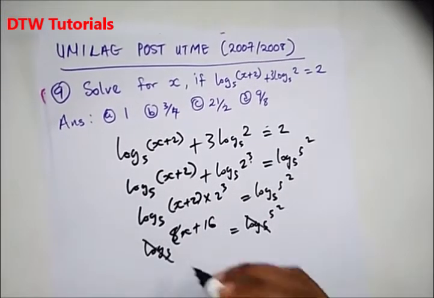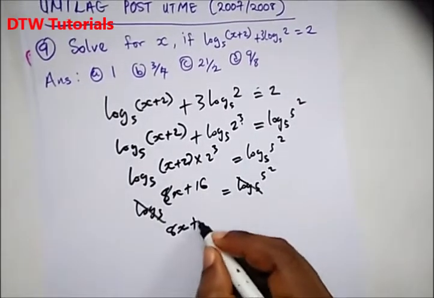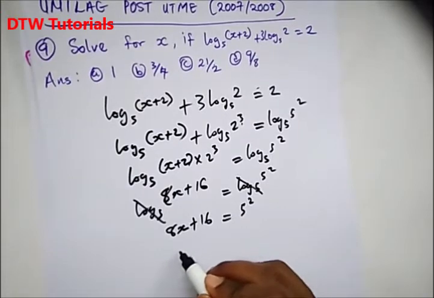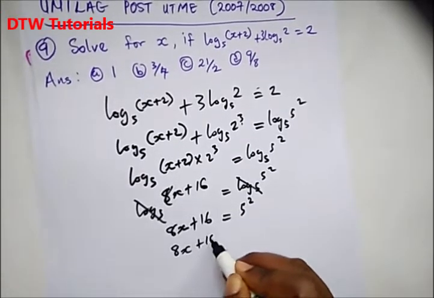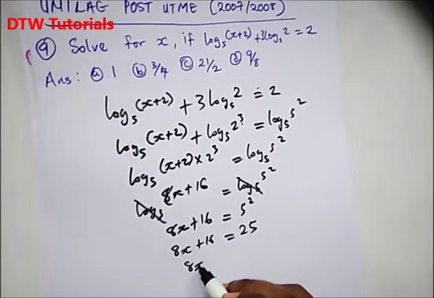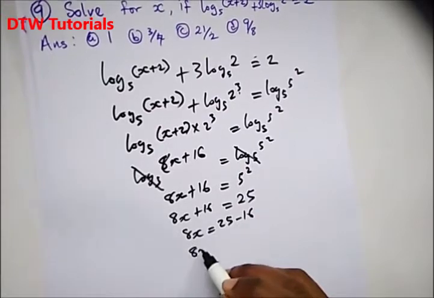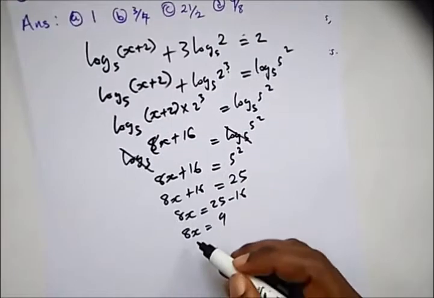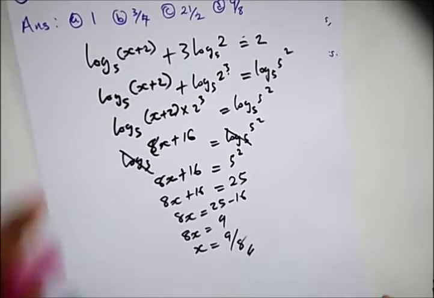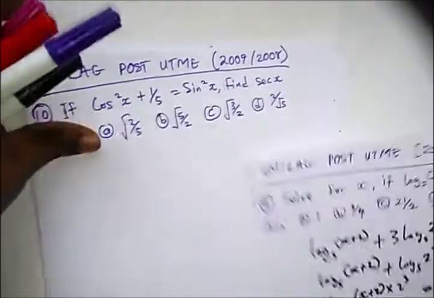So this will cancel this, and we're left with 8x plus 16 equal to 5 raised to the power 2. And yeah, this is 8x plus 16 equal to 25. So 8x is equal to 25 minus 16, and this will give us 8x equal to 9. So x will be equal to 9 over 8. And what's the correct option here? Option D.